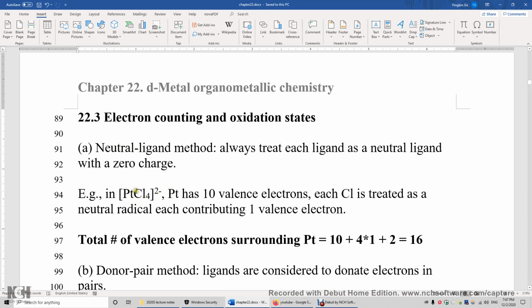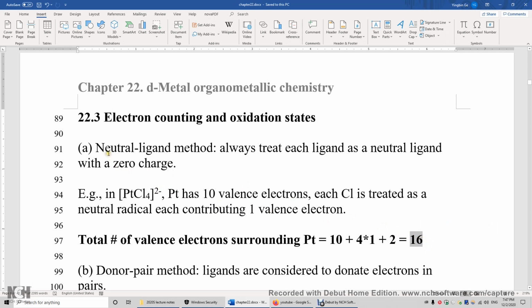Given this transition metal complex, this platinum has 10 valence electrons, and each chlorine is treated as a neutral radical. So each may contribute only one valence electron to the metal. So you have 10 electrons from platinum, 4 electrons from the 4 chloride ligands. You have a total of 14. And then there are 2 negative charges here. So you have a total of 16. And this number is correct.